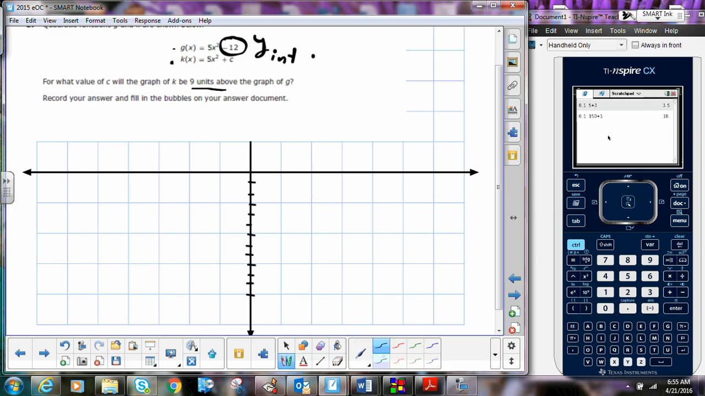So the first parabola is gonna cross at there. Of course, it opens up because A is positive, so we know it's gonna open up. So this is a little portion of G. So this is G of X. Now, for what value of C will K be 9 units above G? What does 9 units above G mean? It means you go up 9 units. So 1, 2, 3, 4, 5, 6, 7, 8, 9.